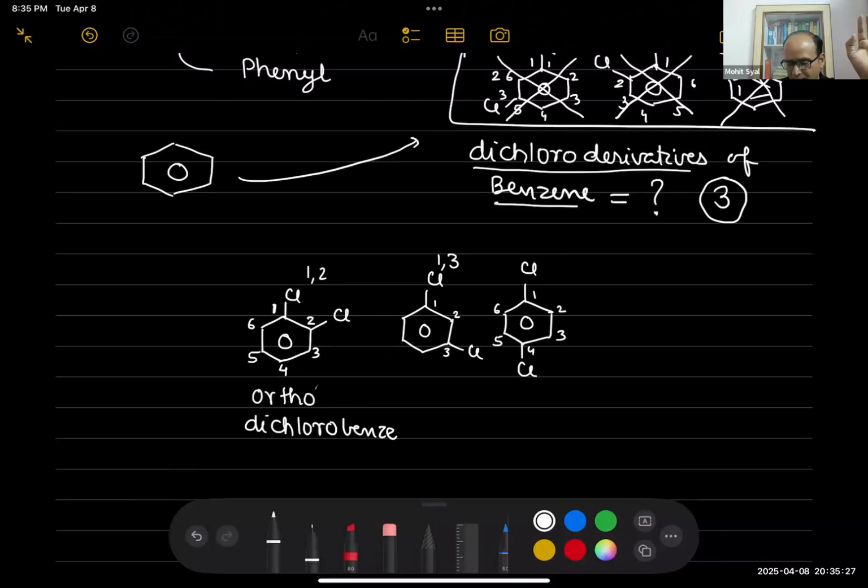If you have them on alternate positions, 1 and 3, that is called meta. Got it? It is represented by M. This is represented by O. And this is para. In short, para dichlorobenzene. If you put two chlorine, then you have this kind of approach. Is that clear or not?